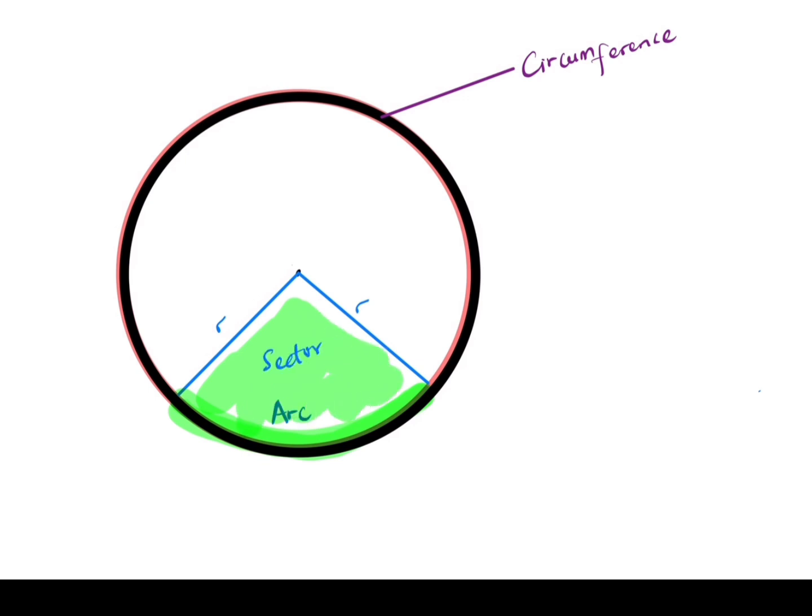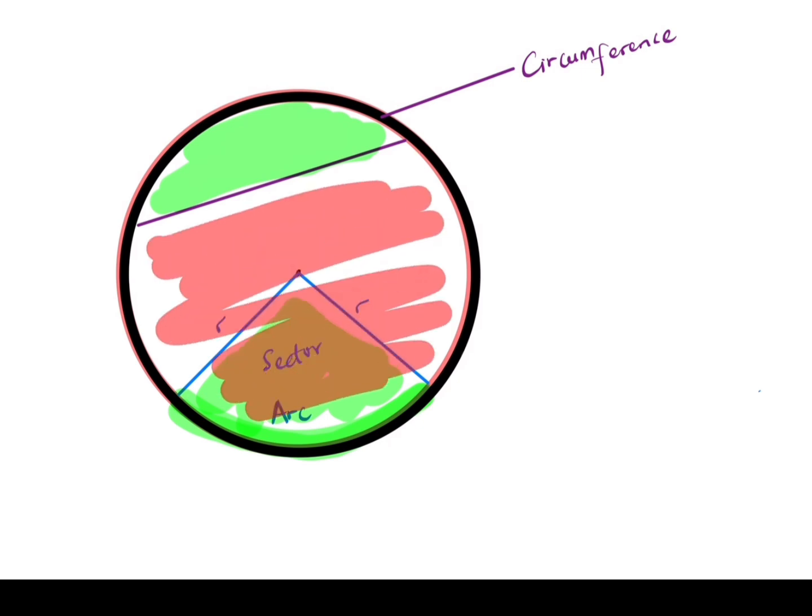Sector. And then what we call segments. A segment is just the part bounded by a chord. For example, this is a chord, right? So this part is a segment. The remaining part is what? Also a segment. So we differentiate them by calling this the minor segment and the major segment. So it's very, very easy.